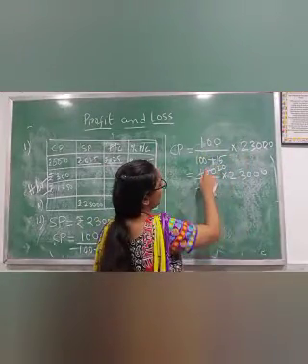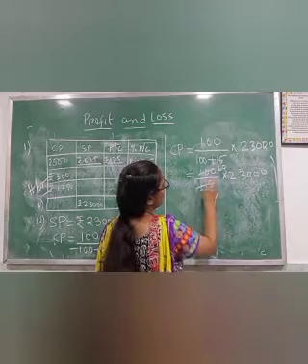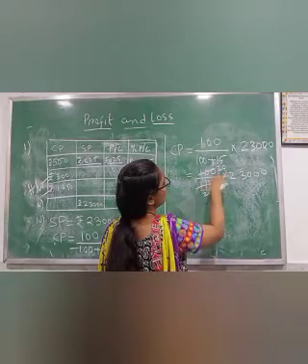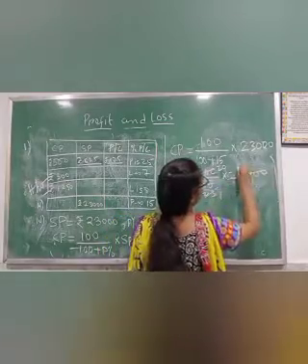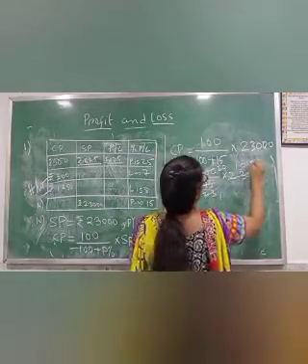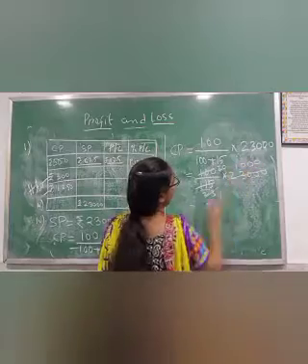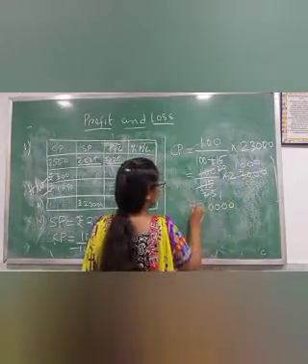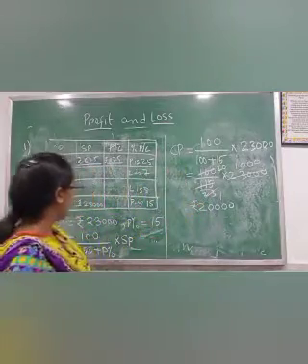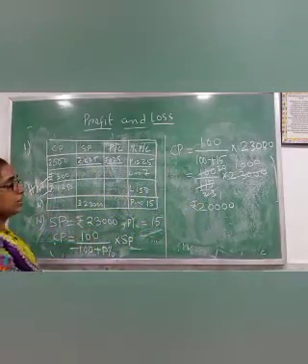Now I am cancelling by the 5 table. 5 2s are 10, 1 will come. 5 3s are 15, 5 2s are 10 and the 0 we will write as it is. 23 1s are 23 and the 3 zeros we will write as it is. 20 into 1000 will give you 20,000. So CP we are getting 20,000 and SP is 23,000.